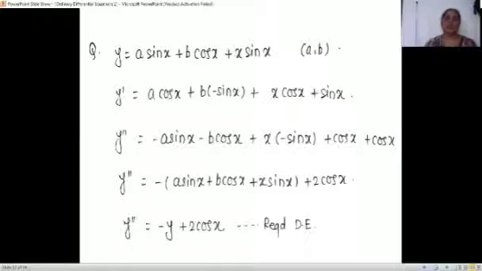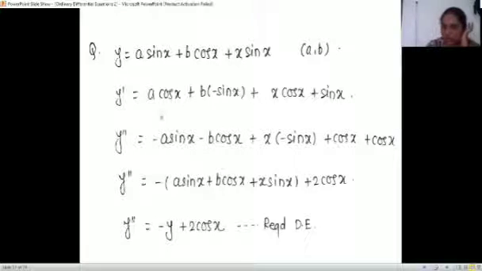Okay, next question is formation again. Form the differential equation. So how many times do you have to differentiate? Just check the number of arbitrary constants. Here there are two constants, a and b. It is y dash is a cos x plus b into minus x sin x plus cos x plus sin x, first derivative.